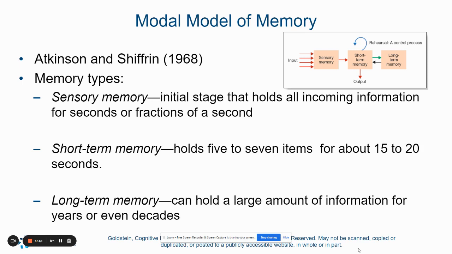And then something has to happen. There has to be some type of rehearsal. There has to be some type of repetition, something that happens so the information then encodes from short term memory to long term memory. Long term memory can hold the information for an infinite amount of time, years, decades.